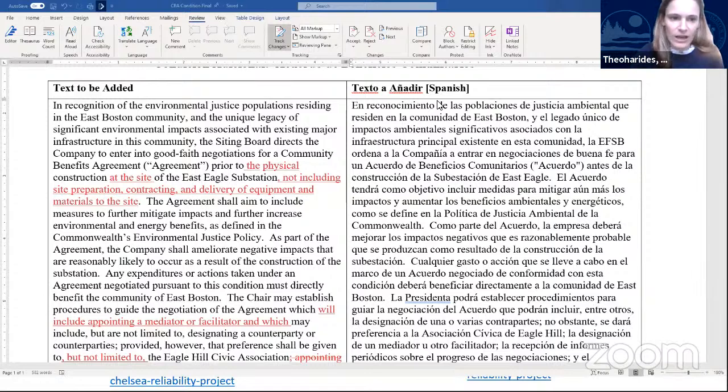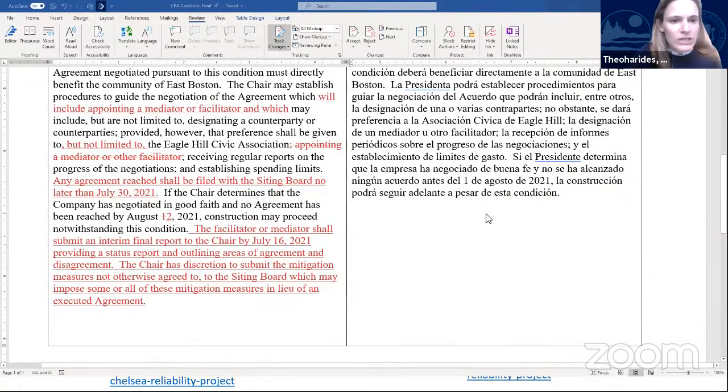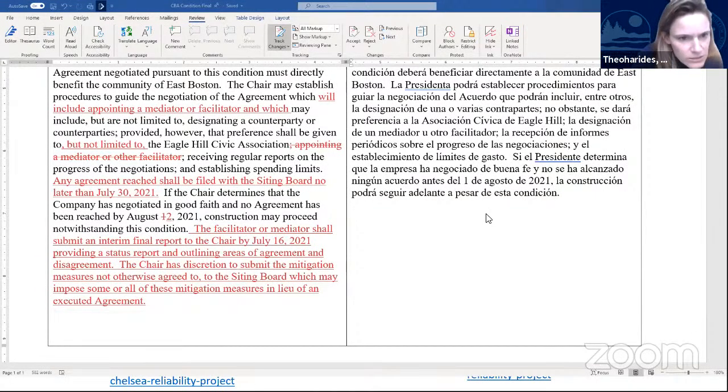Any expenditures or actions taken under an agreement negotiated pursuant to this condition must directly benefit the community of East Boston. The chair may establish procedures to guide the negotiation of the agreement, which will include appointing a mediator or facilitator, and which may include, but are not limited to, designating a counterparty or counterparties, provided, however, that preference shall be given to, but not limited to, can you scroll down, the Eagle Hill Civic Association, receiving regular reports on the progress of the negotiations and establishing spending limits. Any agreement reached shall be filed with the siting board no later than July 30th, 2021. If the chair determines that the company has negotiated in good faith and no agreement has been reached by August 2nd, 2021, construction may proceed notwithstanding this condition.